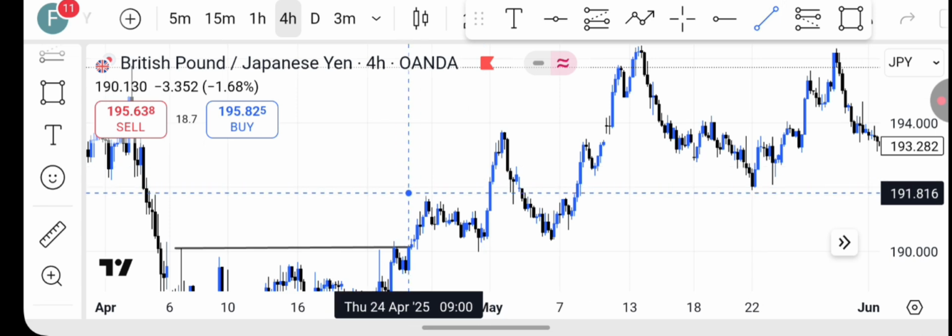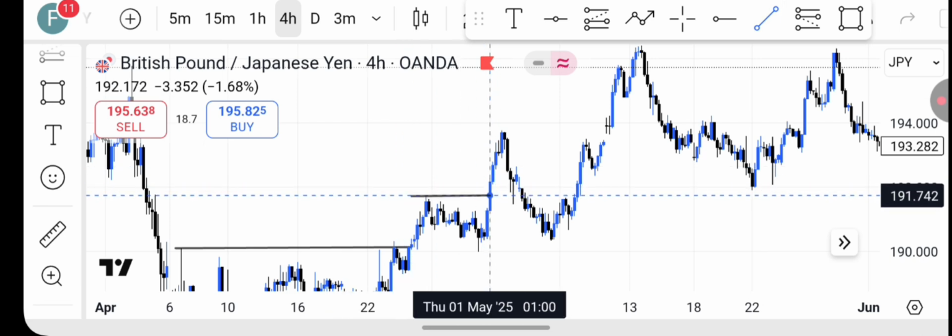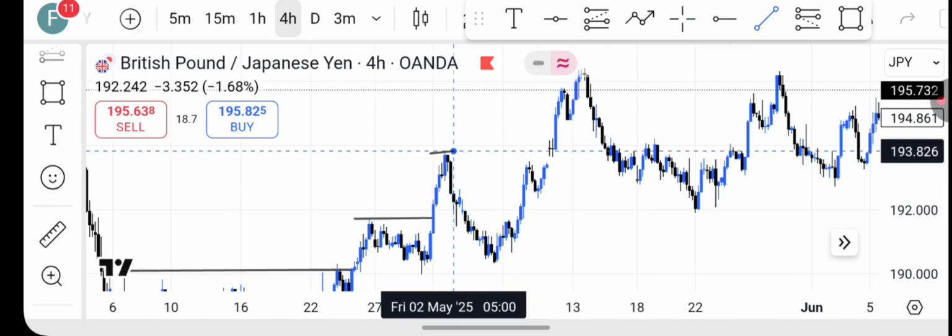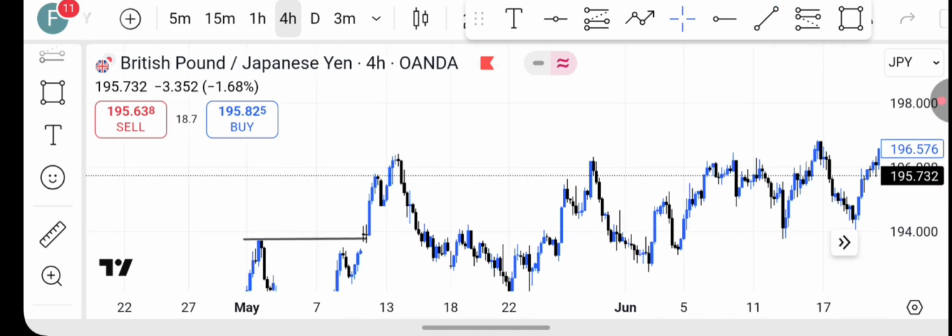So continuously, I had a change. I had a continuous break from here. I had another continuous break from here. I had another continuous break from here.